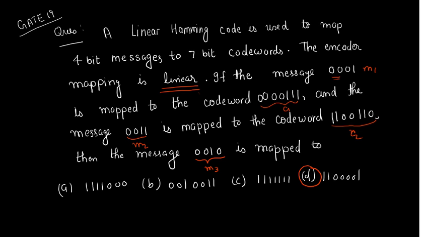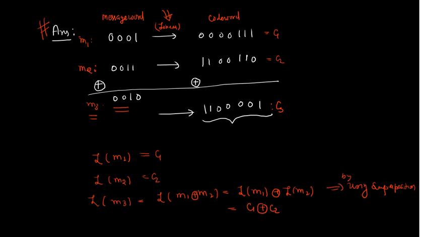So it's hardly a 10-second question, a 10 to 20 second question. And the whole point is, if you just underline this word that the mapping is linear, you can solve this question very easily. Now you can ask how can you say that we will get C3 as a summation of C1 and C2? So I have just explained it.